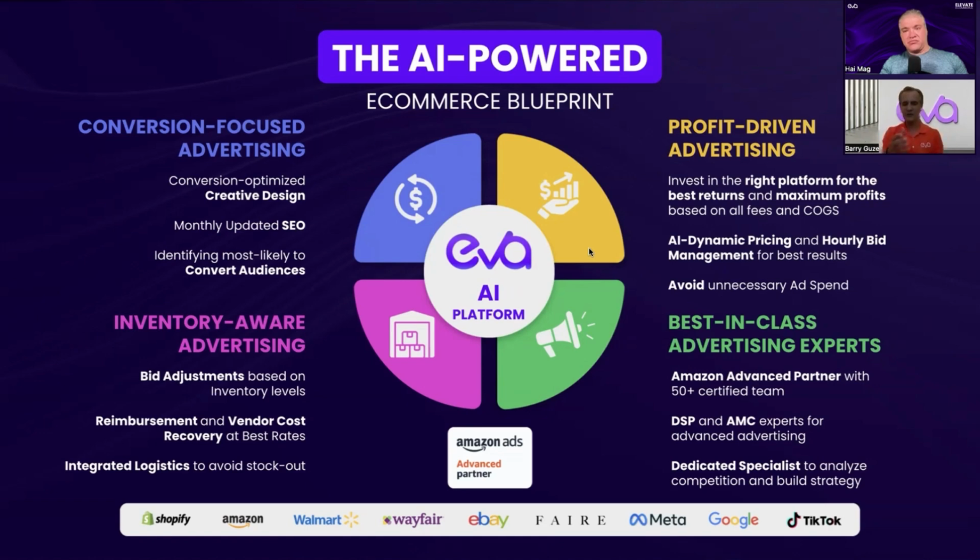But don't worry, as you can see at the bottom of the slide, Shopify, Amazon, Walmart, Wayfair, eBay, Faire, Mirakl, Google, TikTok, everything will be coming to EVA. And automatically we are going to integrate. We have already been granted Walmart solution provider status, and we will now start to develop AI-based Walmart advertising. So Amazon is not enough for us.